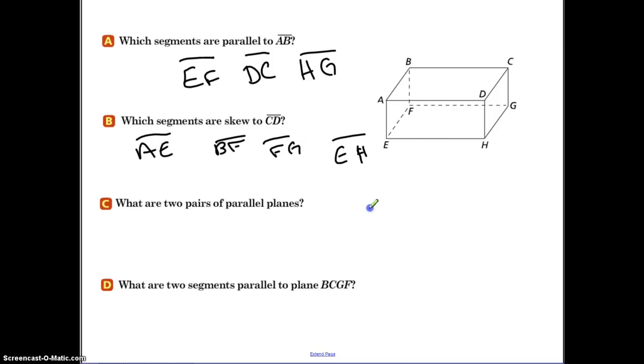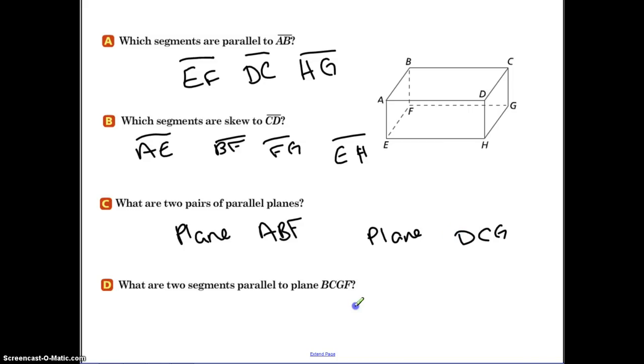Which are two pairs of parallel planes? So parallel planes means they're not going to intersect. So the top and bottom are parallel, the left and the right are parallel, and the front and the back are parallel. And you just have to pick two. So I'm going to go top and bottom. I'm going to go left and right. Plane ABF, and the right plane we can name as DCG. Those would be parallel planes.